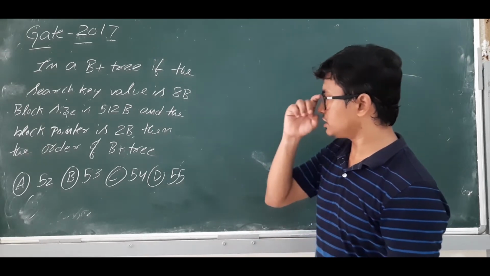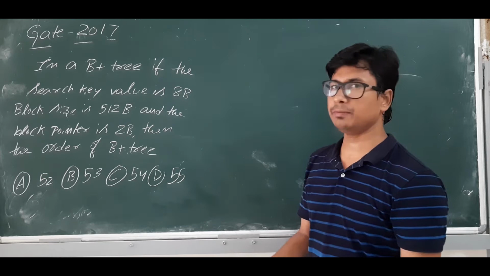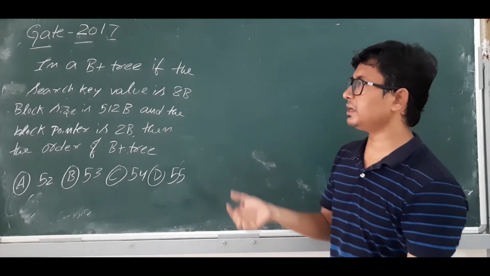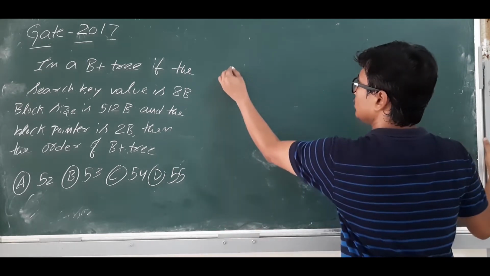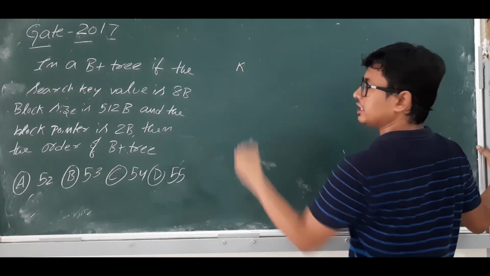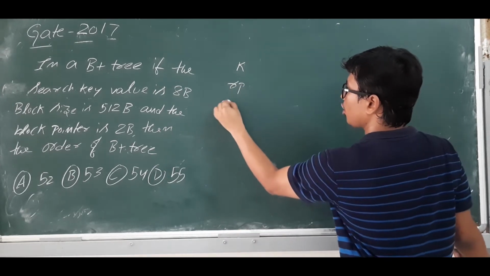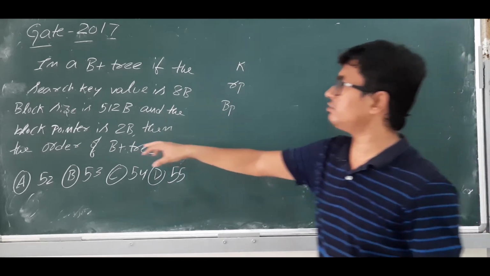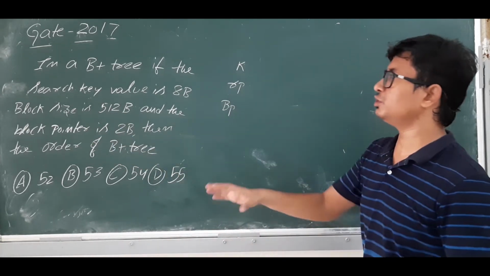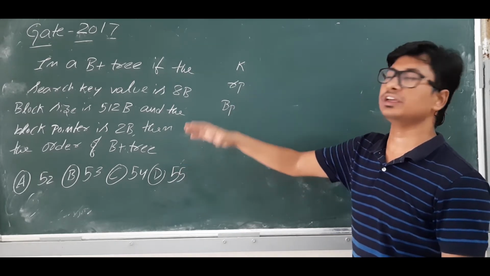Now, if you see that they have not given the record pointer size, because in a B plus tree you should always know the key value, the record pointer, the block pointer size and the entire block size. Since they have not given the record pointer size, we should think that they are asking us to calculate the order of the internal node.